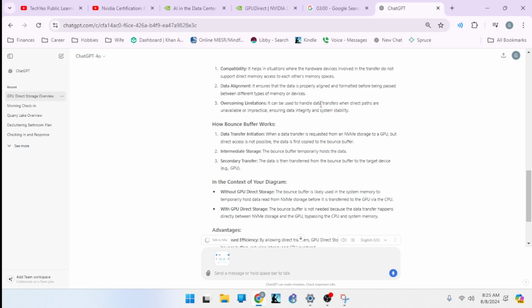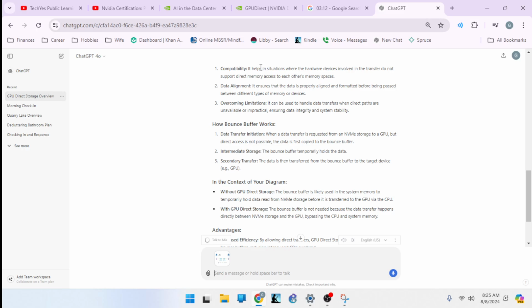The data is then transferred from the bounce buffer to the target device, e.g., GPU. In the context of your diagram, without GPU direct storage, the bounce buffer is likely used in the system memory to temporarily hold data read from NVMe storage before it is transferred to the GPU via the CPU. With GPU direct storage, the bounce buffer is not needed because the data transfer happens directly between NVMe storage and the GPU, bypassing the CPU and system memory.